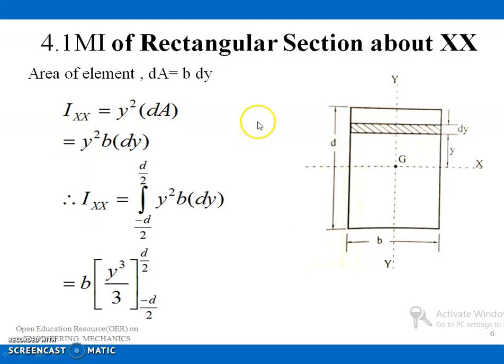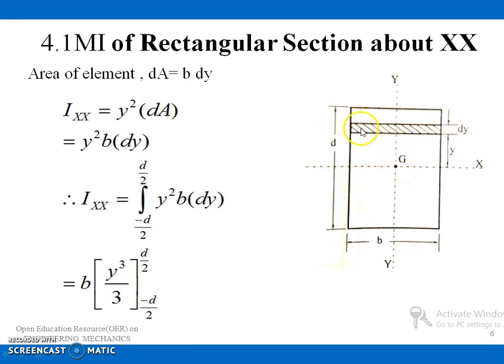So let us first consider this rectangular section. The width of this rectangle is marked as B and the depth of this rectangle is marked as D. The centroid of this rectangular lamina is marked as the point G, and I have drawn two axes, one YY and the XX passing through the centroid, that is G.